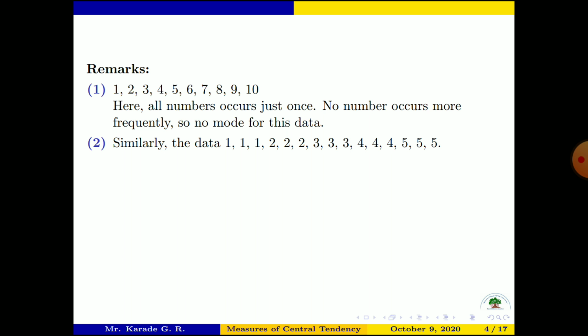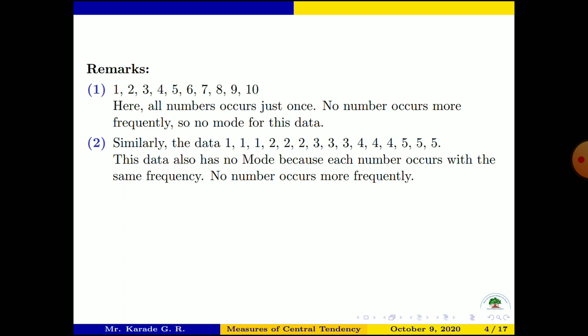All numbers occur the same number of times. Therefore there is no mode for this data also. So this data also has no mode because each number occurs with the same frequency and no number occurs more frequently. Therefore this data has no mode.